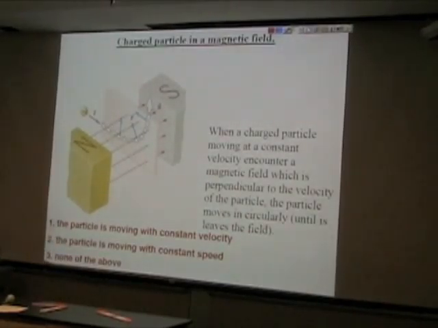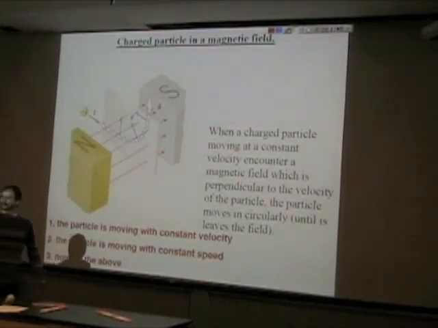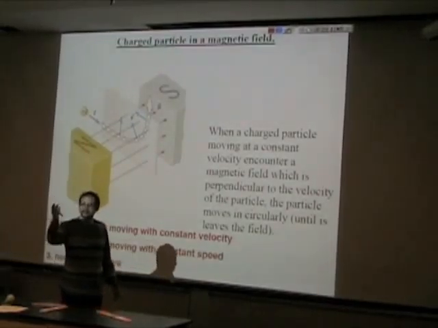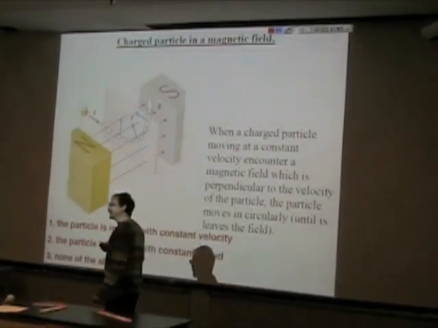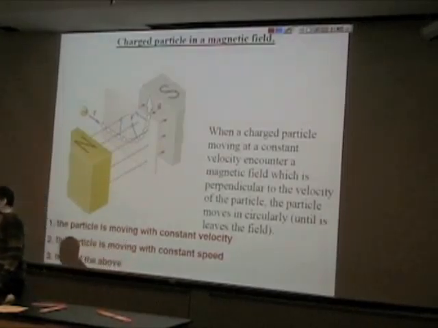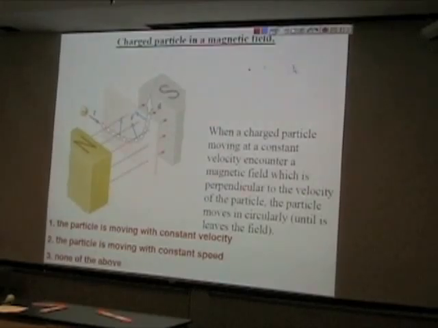And if you want to answer this question, the particle is moving with constant velocity, constant speed, what would be your choice? Speed. Because velocity also has a direction, and direction constantly changes. For example, here, and you're supposed to do it if you need, the magnetic field line is now pointing out of the screen, like this.